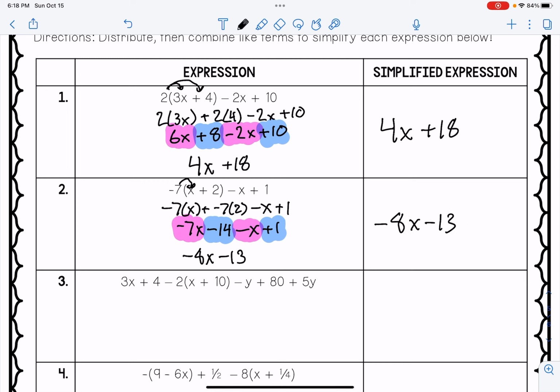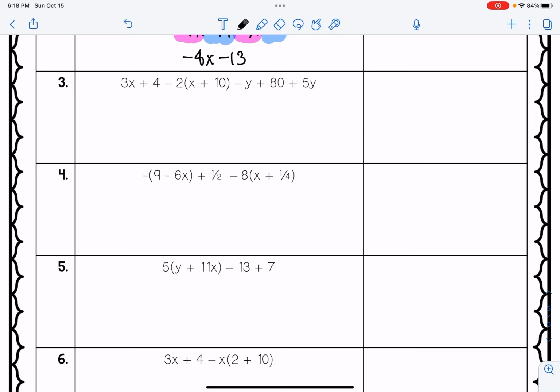All right, number 3. This looks kind of long and crazy, but once we have the process going, it will not be too bad here. So the first thing we have to do with any of these is distribute before we try to combine. So we've got a negative 2 out in front of this parenthesis stuff here. So we're going to just go ahead and shortcut and bring all the rest of this down.